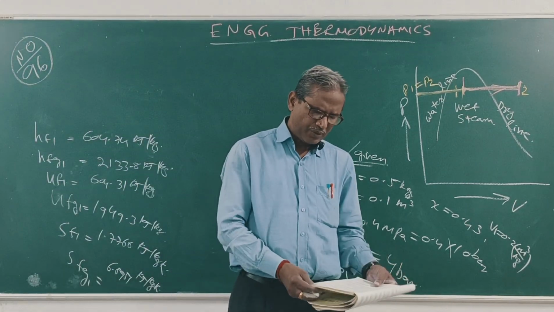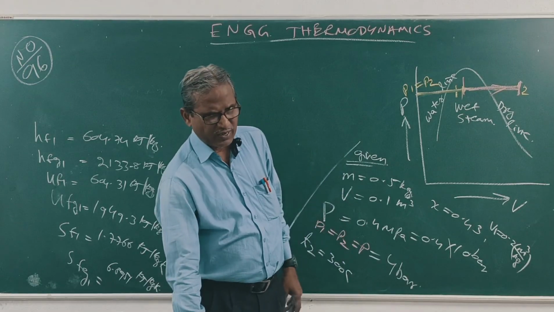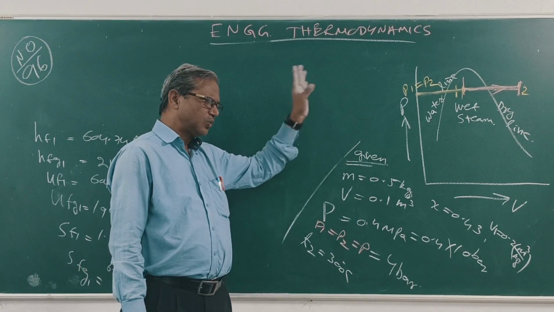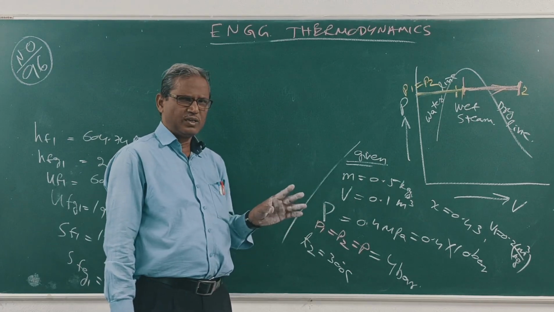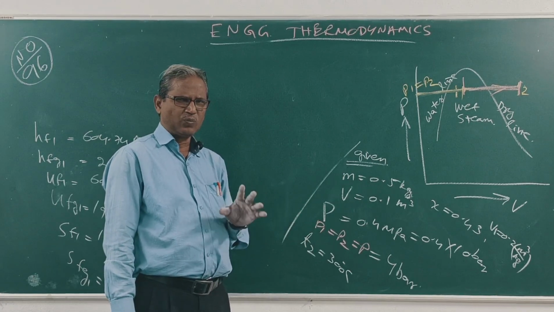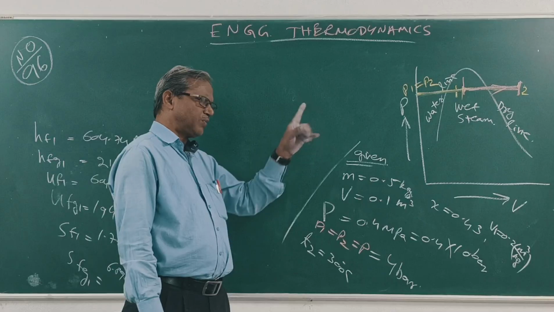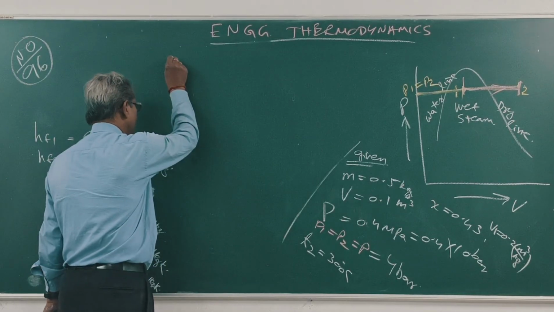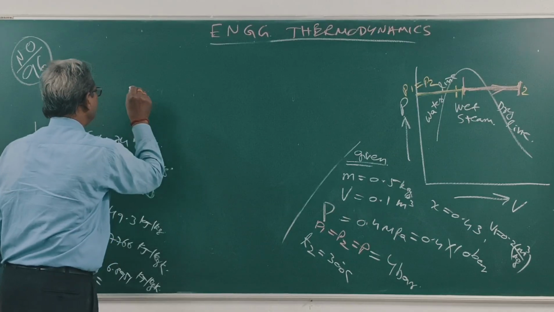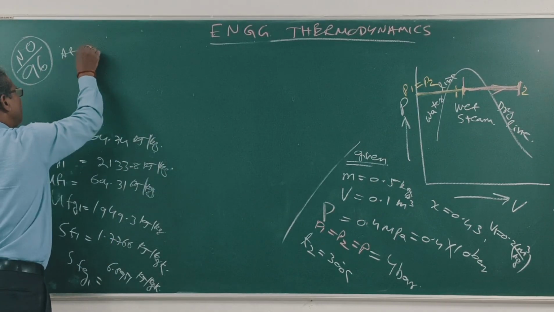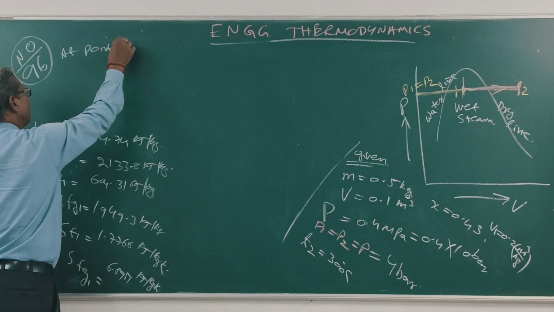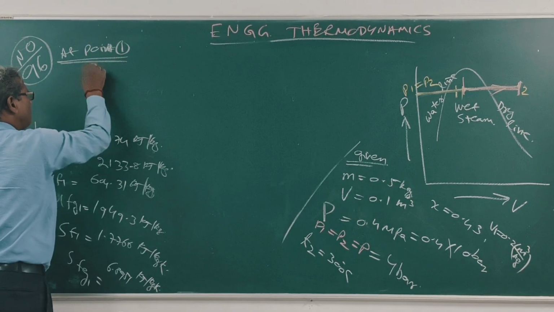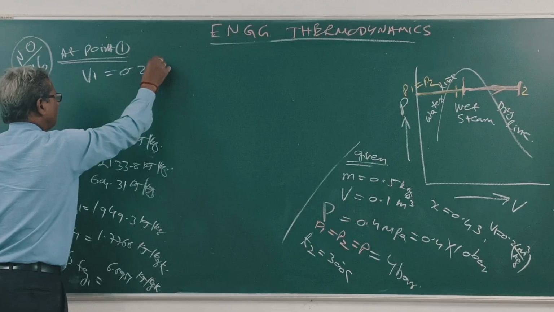Clear? These are the values at 0.1. Point 1 means wet steam. So find total heat, total energy, total entropy, total volume at point 1. Clear? So at point 1, V1 is equal to 0.2 meter cube per kg.